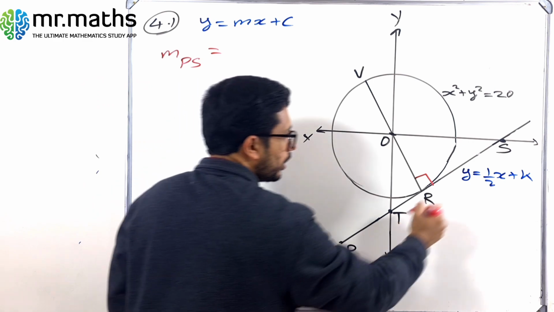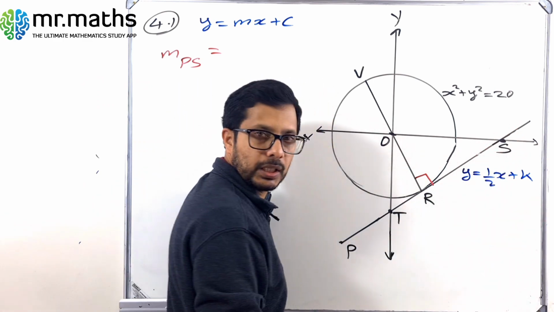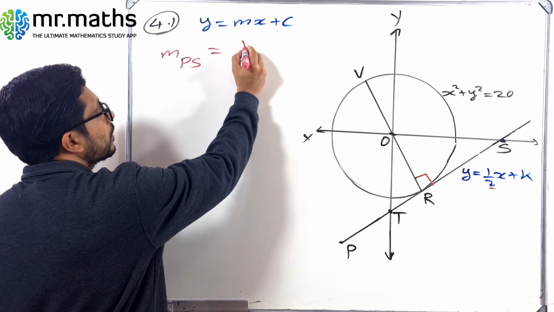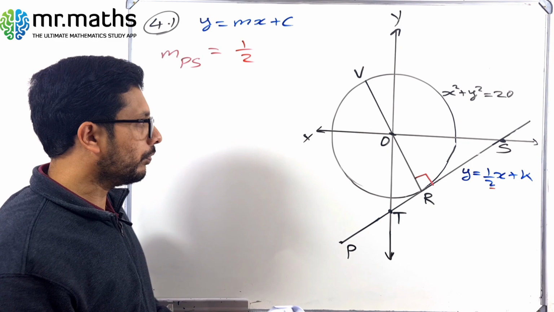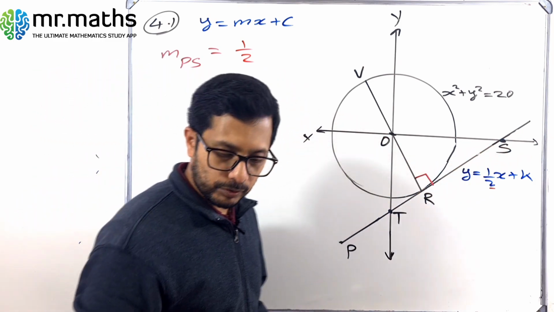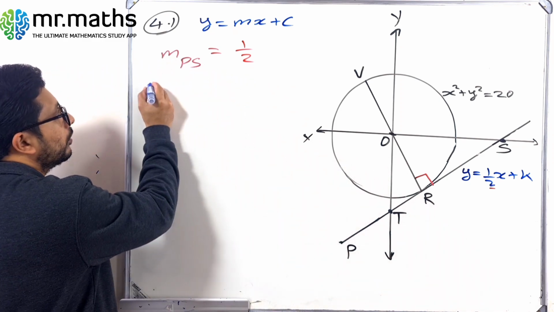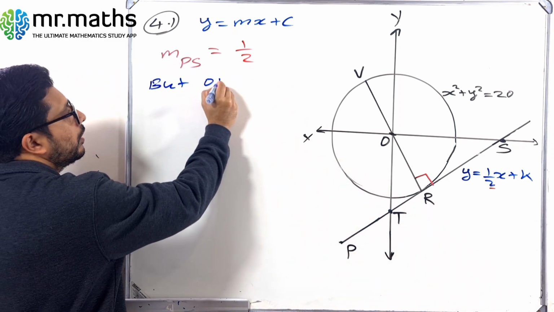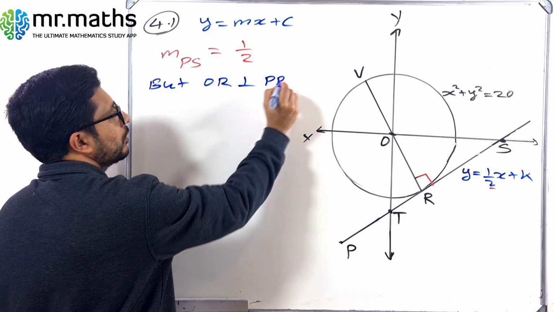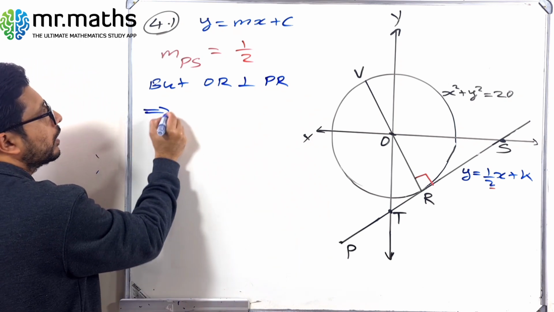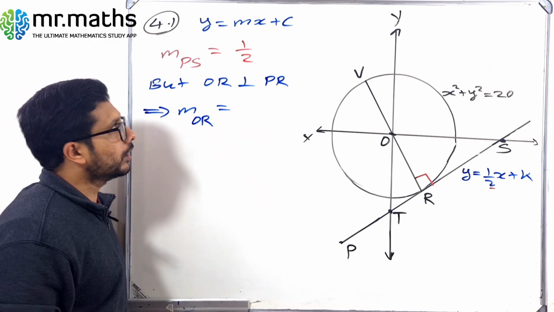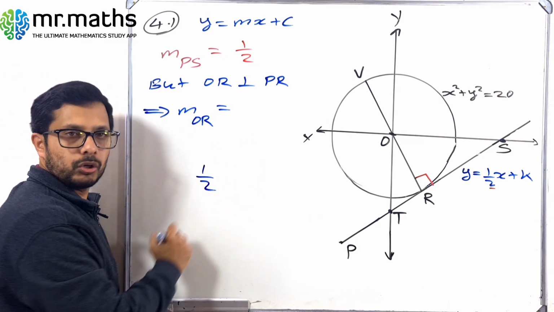From that equation, we know the equation of the tangent: y is equal to half x plus k. And what is the gradient here? That half. That means the gradient of PS is half. So now we know that this line PS is perpendicular to this one. The line OR is perpendicular to PS. So how can you find the gradient of the perpendicular line? What is the gradient of PS? It's 1 over 2.